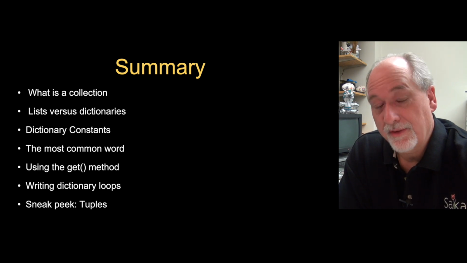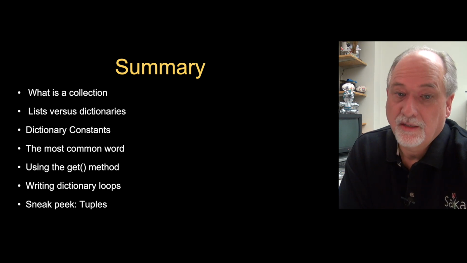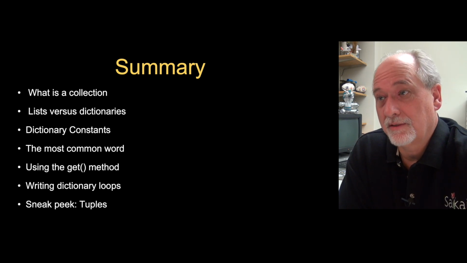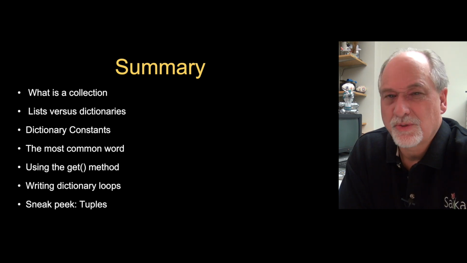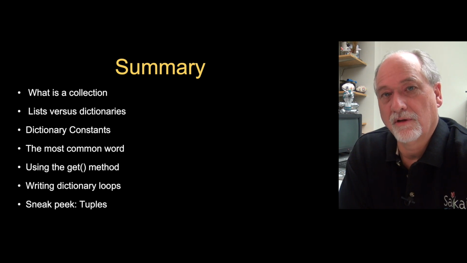Just understand the get method, because that leads to very compact code. Understand there are various ways to iterate through dictionaries, and so we've learned a lot. But in the next section we will learn even more and put these together and do some sorting and do some other stuff and really start to see the real power of dictionaries.